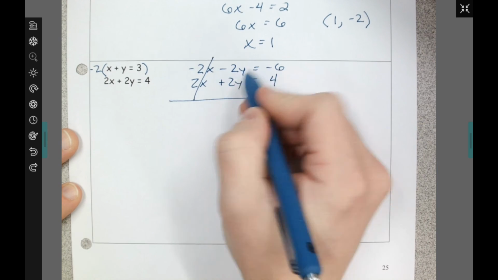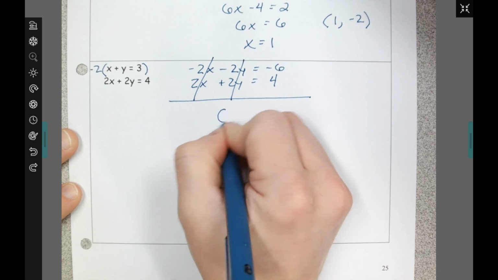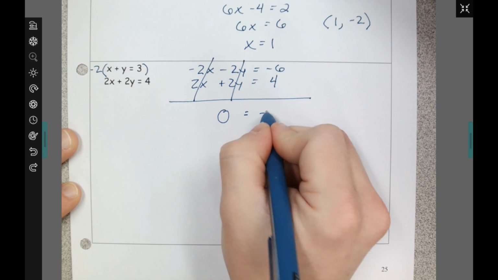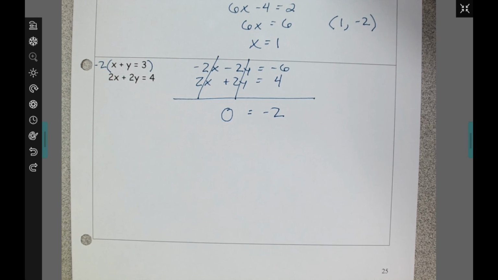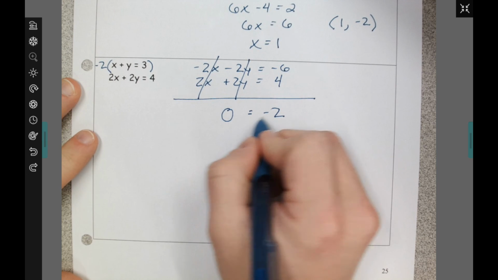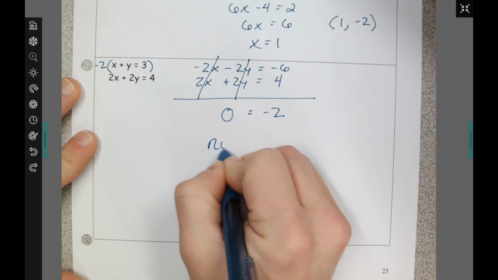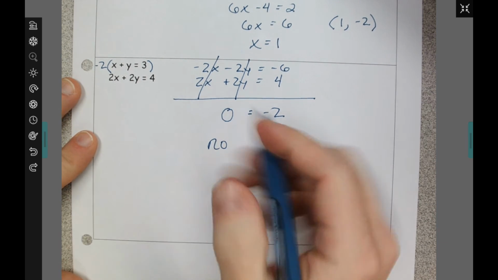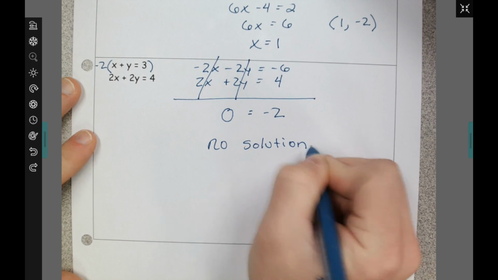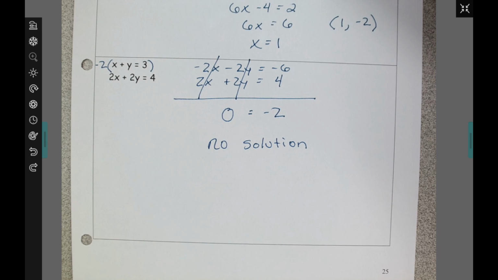My x's are gone, my y's are gone, so I'm left with 0 equals negative 6 plus 4, which is negative 2. By this point, you know when the letters are gone, we have to ask ourselves, does it make sense? This does not make sense. 0 does not equal negative 2. So since they do not equal each other, we're going to say that there is no solution. And that is it for section 7.3.